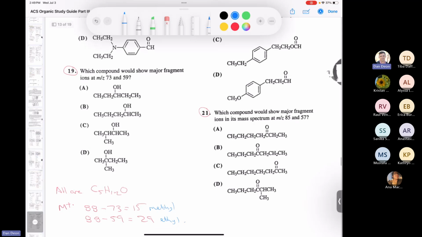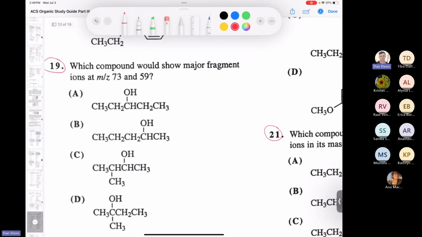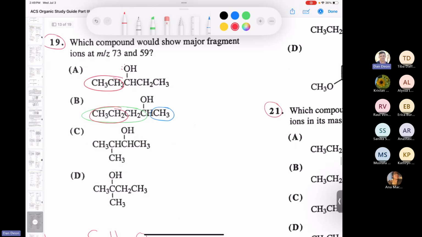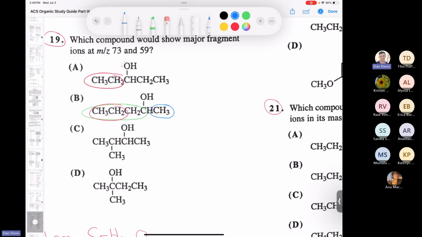Well, if I look at A, if I lost an ethyl group, then I'd end up with a resonance stabilized ion, so that's a possibility. There's no good reason, though, for me to lose a methyl here. I could lose a methyl, but it doesn't look like it would be a major fragment. Here, I could lose a methyl because that would give me a resonance stabilized ion, but then I also have a propyl group over here, so there's no loss of ethyl. There's no good reason for me to lose an ethyl off of here. If I look at C, I have a methyl, and then I have an isopropyl here. So again, I don't really have a good reason to lose an ethyl.